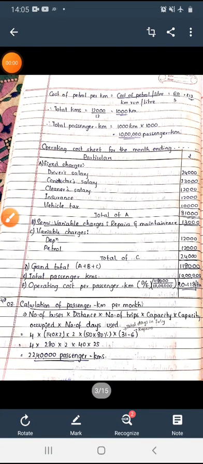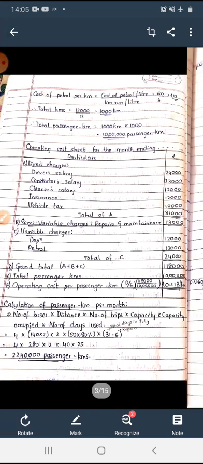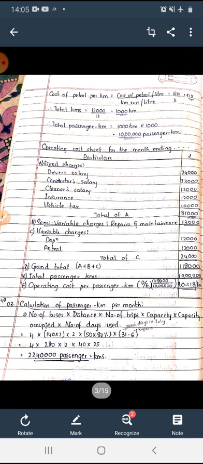Hello students, we'll see the next problem under operating costing. Three example problems are over, right? Next we'll see the question bank problem. See question number 3 on page number 48. Calculation of passenger kilometer per month.